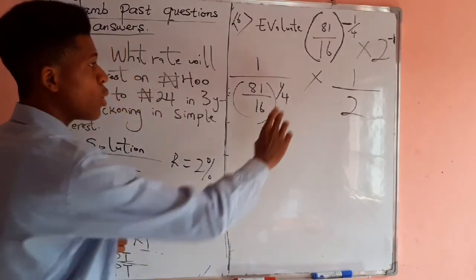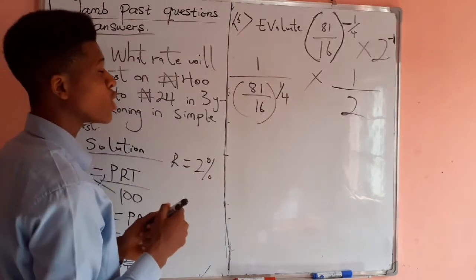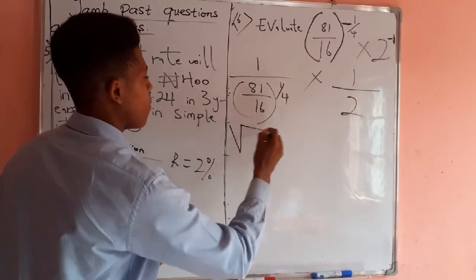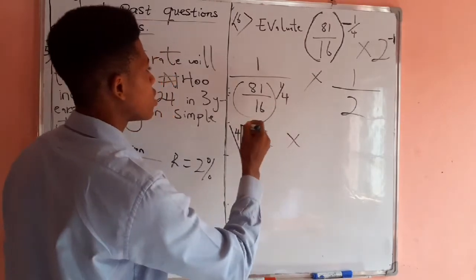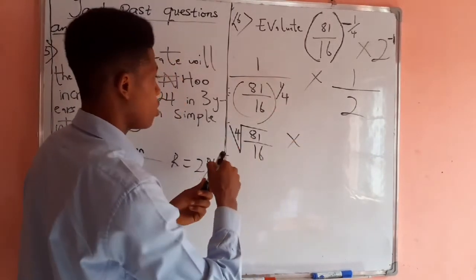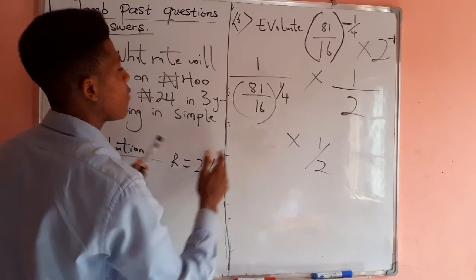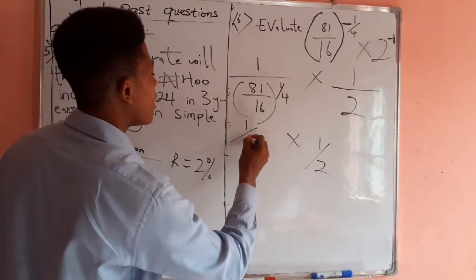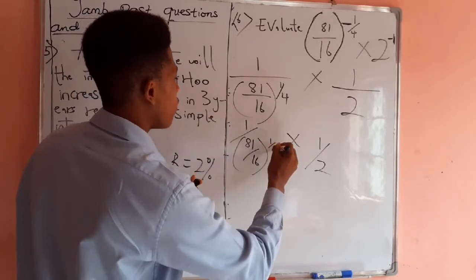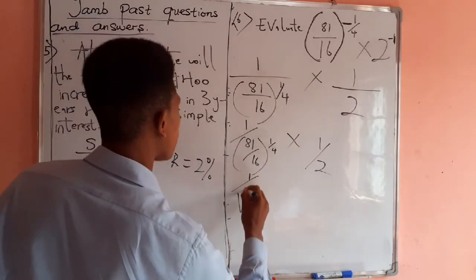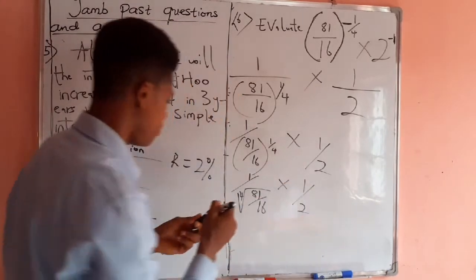How do you tackle this? Of course, we know what this sign signifies. This is the root, and we have 4 here, so it will be the 4th root. This is the 4th root of 81 over 16, times 1 over 2. Okay, mind you, there's a 1 here, so let's respect that fact to be 1 over 81 over 16 in brackets, power 1 over 4. Like I said, 1 over the 4th root of 81 over 16 times 1 over 2.